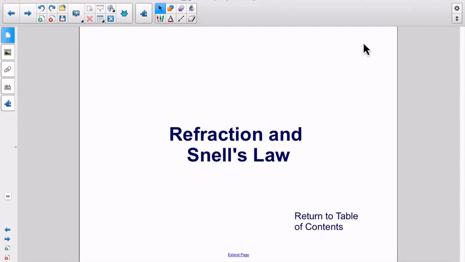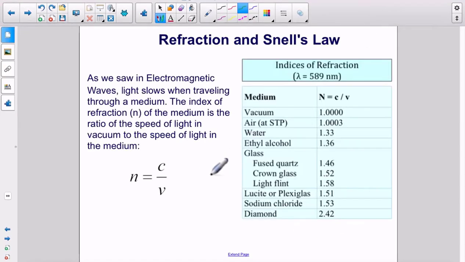Refraction and Snell's law. As we saw in the electromagnetic waves unit, light slows when traveling through a medium. The index of refraction, n, of the medium is the ratio of the speed of light in a vacuum to the speed of light in the medium. So let's say, what's the n value of a vacuum? Well, the velocity of light in a vacuum is c, which would be c over c, which would be 1.